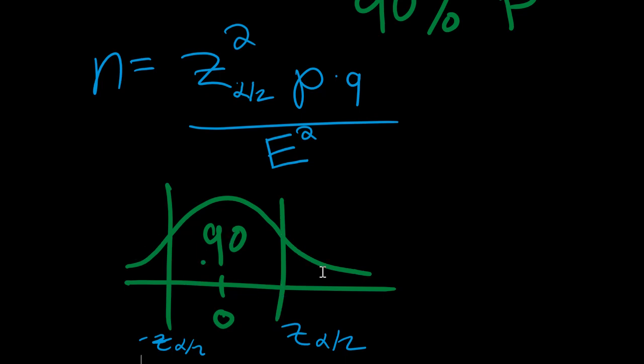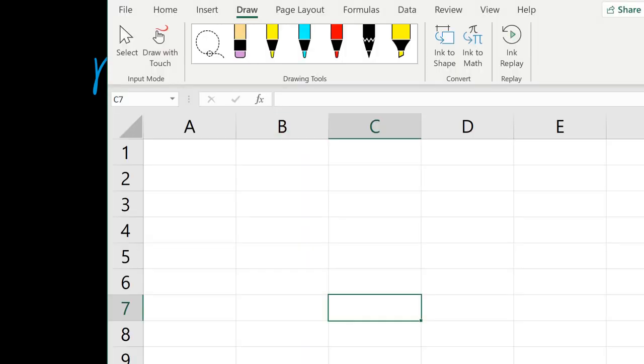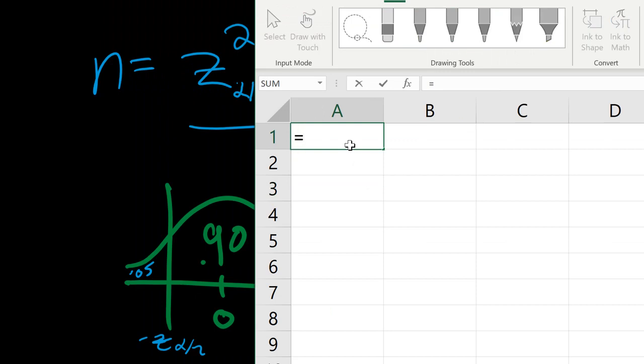What's alpha? Alpha is 1 minus 0.90, which is 0.10. Okay, so then alpha divided by 2 is 0.05, right? So in each tail is 0.05, right? There's 0.1 in both tails, but in each tail, if you divide that in half, there's 0.05 in each tail. Okay, so given that, I can figure out what Z is. So let me go to Excel.